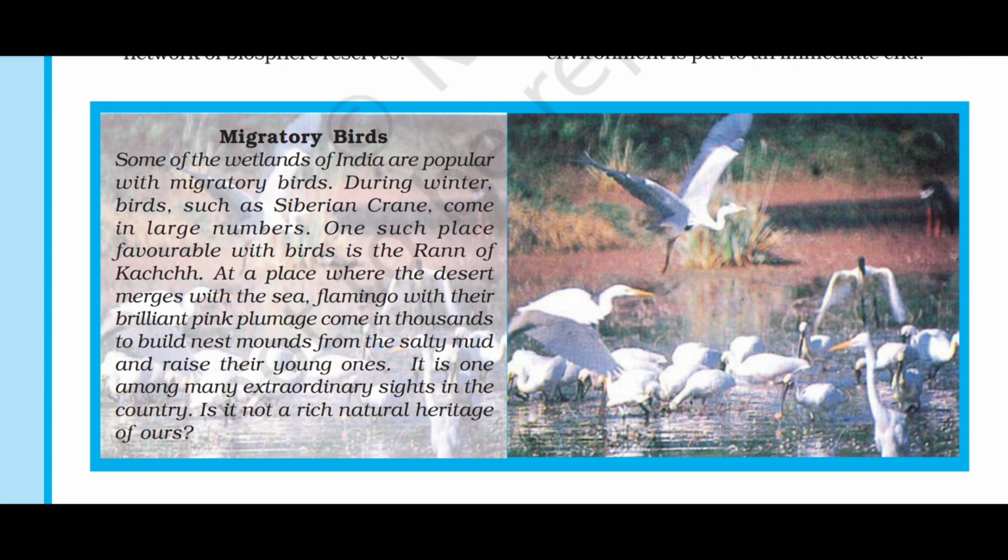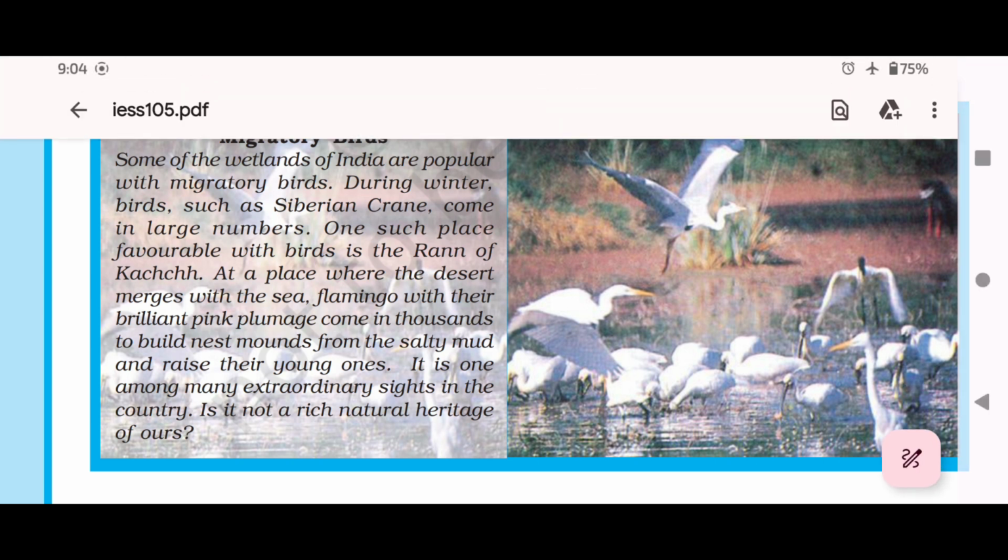In this picture, you can see the migratory birds. Some of the wetlands of India are popular with migratory birds. During winter, birds such as the Siberian crane come in large numbers. One such place favorable for birds is the Rann of Kutch. At a place where the desert merges with the sea, flamingos with their brilliant pink plumage come in thousands to build nest mounds from the salty mud and raise their young ones. It is one among many extraordinary sights in the country. So, it is the natural heritage of our country.